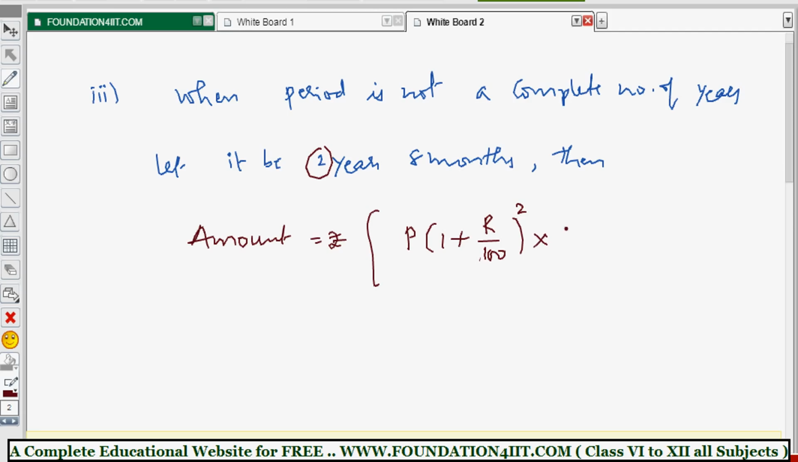Into again, remaining is 8 months. 8 months we need to calculate for years. Again 1 plus R by 100, but in the place of R, 8 by 12. This is for 1 year, R by 100. No, 8 by 12, because 8 months, if you convert into years, 8 by 12. 8 by 12 into R by 100. Just close this. Okay, 8 by 12 into R means 8R by 12 by 100. You can solve in this way.